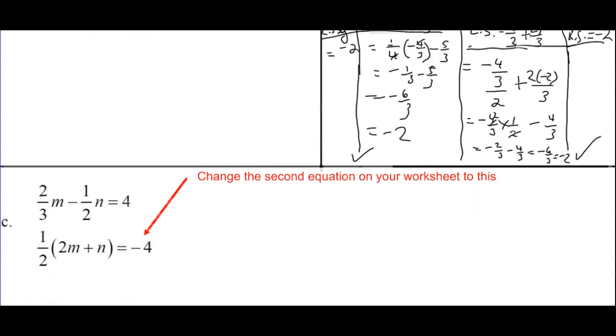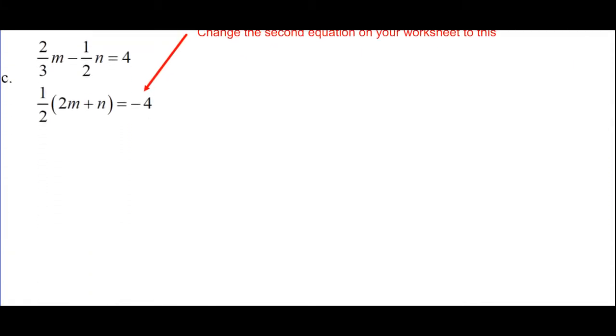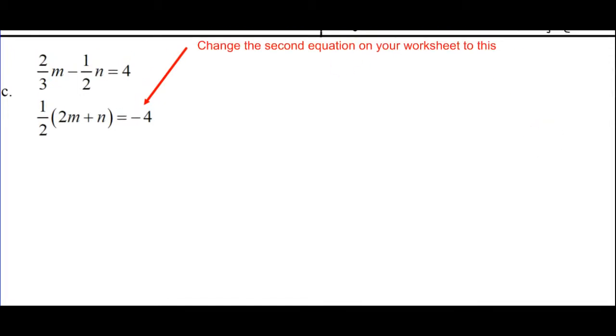And we now have this one. 2/3 m minus 1/2 n, and we're changing the second equation on your worksheet to this. So there's a change from what's on your worksheet. And our first thing really that we're going to do is go through and multiply this out by a half. So that'll give me m plus n over 2 equals negative 4. And you notice that the half in this case does not multiply the right-hand side. It's only a half times this, so we're going to do that first.